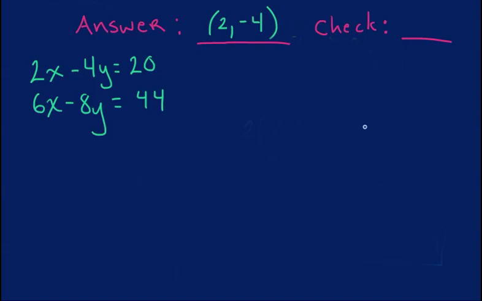So if you're done with the problem, and if you canceled out the x's first or if you canceled out the y's first, it doesn't matter. This should be your answer, 2, -4. Remember, the answers are written in x, y, point form.